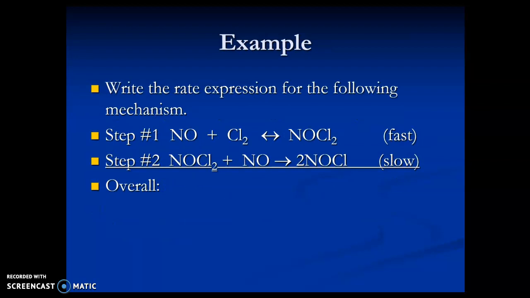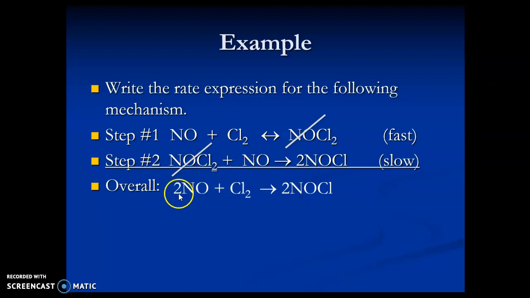Here's our first example. This reaction happens in 2 steps: step 1 and step 2. We have NO reacting with Cl2 to make NOCl2. Now, NOCl2 is taken further, reacting with more NO to make NOCl. When I write the overall expression, I have to combine these together. You'll notice that NOCl2 is produced in the first step but used up in the second step, so basically it's canceled out. So when I bring everything down for my overall step, I get NO plus Cl2, giving me NOCl.